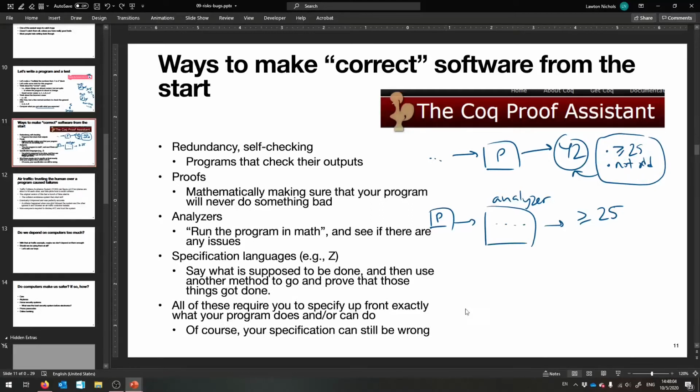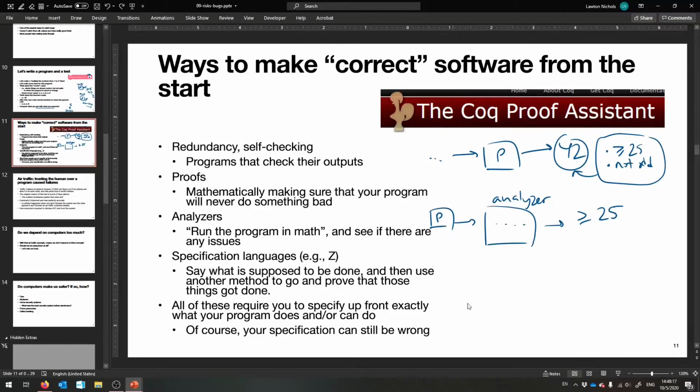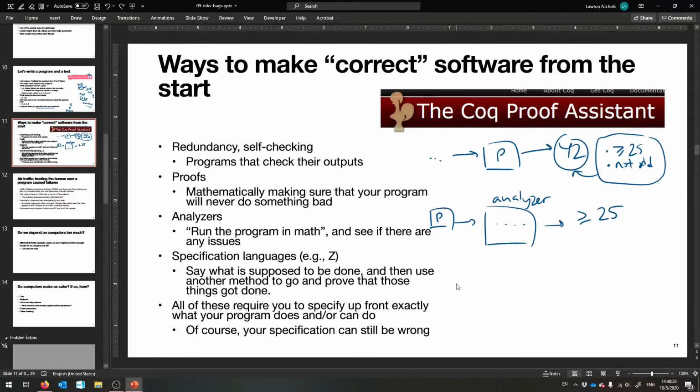Okay, that's the idea. One of them is called Z, but I think it was made by Europeans, so it's called Zed. And yeah, it's where you say what you want to be done, and then you write the program in a language, and then you use another method to go and prove that the specification holds up. Like, your program lives up to the specification, that is, the other way around. So that's another thing that you can do.